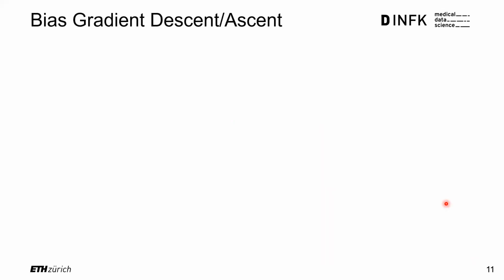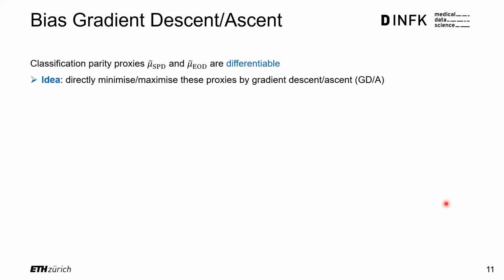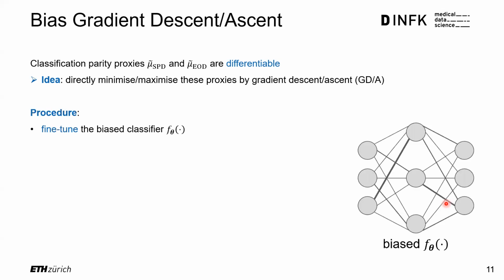Another algorithm that we consider is the bias gradient descent ascent, and it's quite similar in that it also tries to directly minimize or maximize these classification parity proxies that we have introduced. An important note is that they are differentiable, so in principle we can directly minimize or maximize them by gradient descent or ascent depending on their sign. And the procedure then again is very simple.